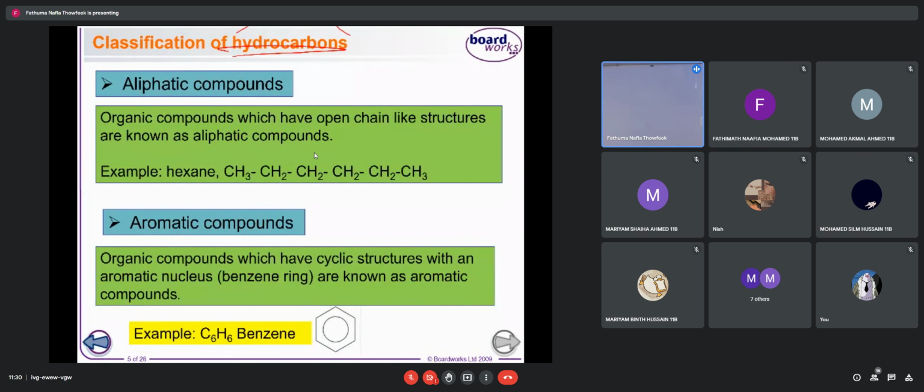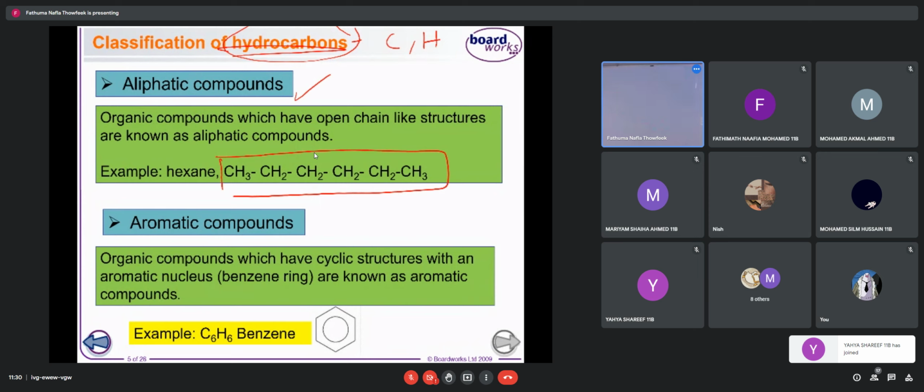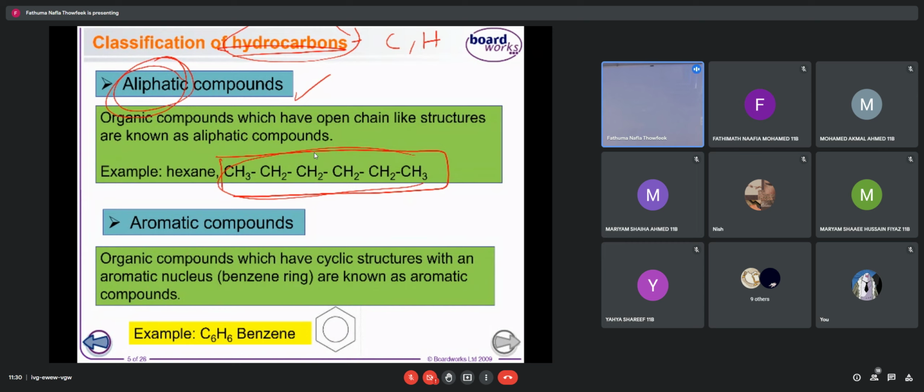The hydrocarbons, the compounds that have carbon and hydrogen only, you can classify into aliphatic compounds. It means open chains. Aliphatic compounds are organic compounds which have open chain-like structures. See, this is an open chain structure, like butane, hexane, heptane, octane. Those are open chain structures, so for open chain structures we give a name, aliphatic.